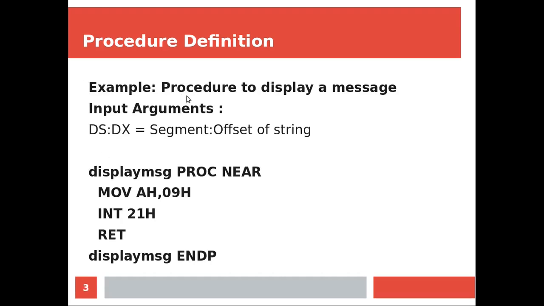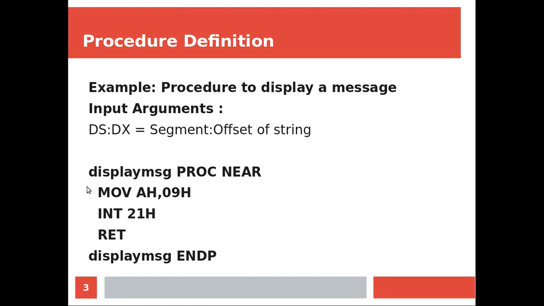Example, if we are defining a procedure to display a message. In the case of a procedure, we can supply the input arguments to this procedure through registers. This is simply a procedure to display a message. So the inputs to this procedure are the segment and offset address of the string or message to be displayed. That will be given through DS register and DX register.